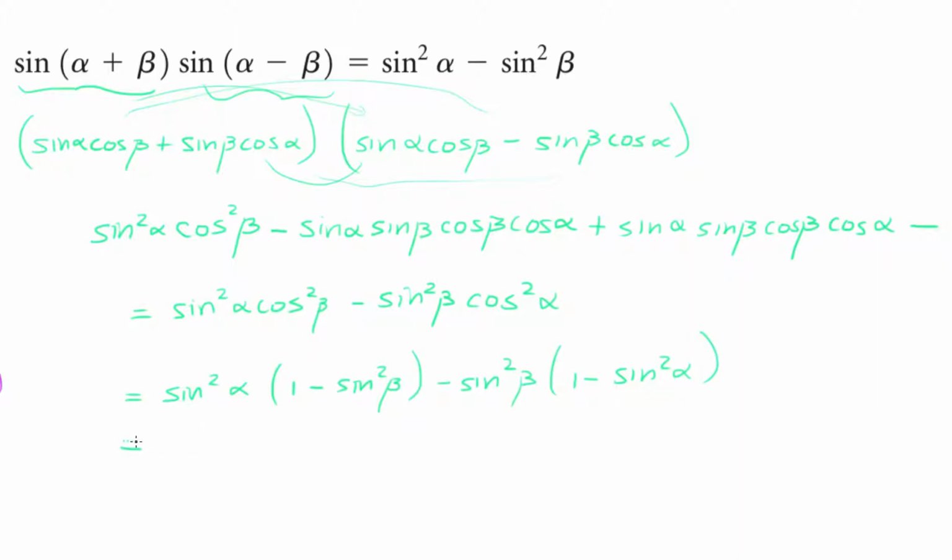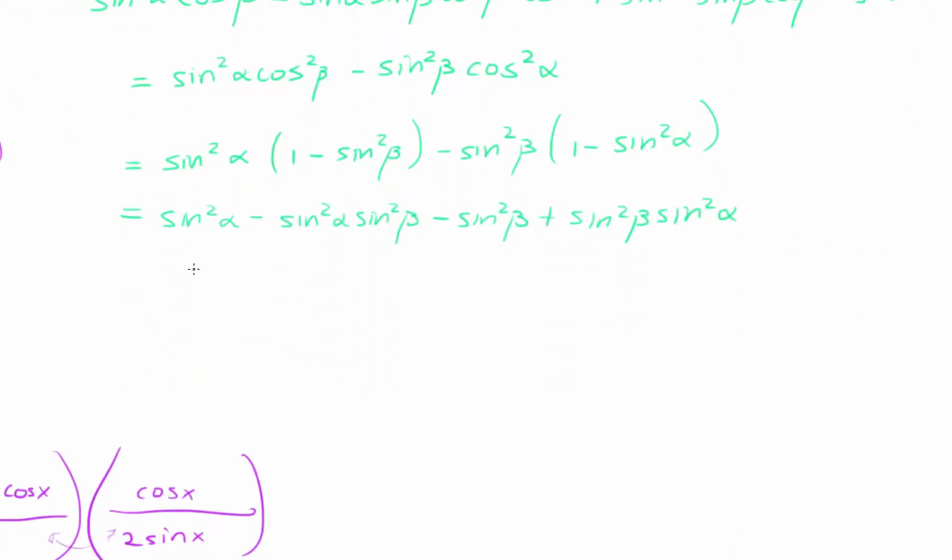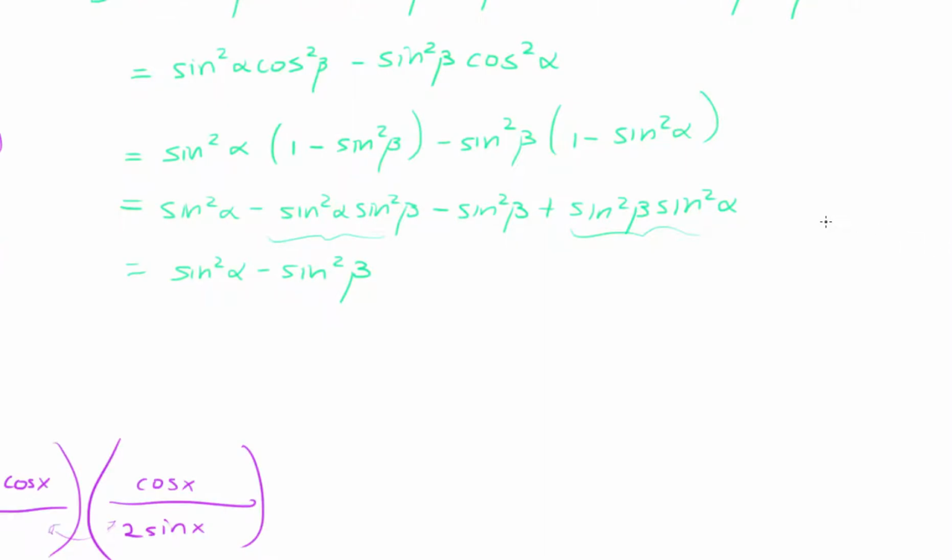Okay, I distribute these two. So sine squared alpha times 1 is sine squared alpha, minus sine squared alpha sine squared beta, minus sine squared beta plus sine squared beta sine squared alpha. All right. And now notice that these terms are equal to 0, and you're left with sine squared alpha minus sine squared beta, which is what we wanted. Perfect.